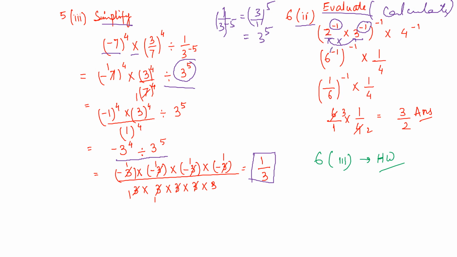Okay, so power over power can directly be written as 6 to the power minus 1 to the power minus 1 equals 6 to the power minus 1 into minus 1. Now minus 1 into minus 1 is 1, so 6 to the power 1, which is equal to 6. That is what I am getting here also. Now since 1 by 4 is a fraction, I have also written 6 in the form of a fraction as 6 by 1 into 1 by 4. On solving, you get the answer as 3 by 2.